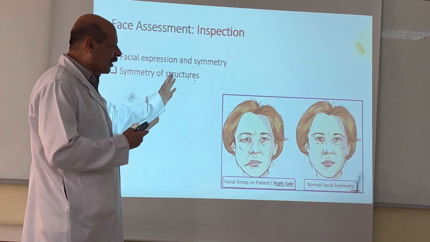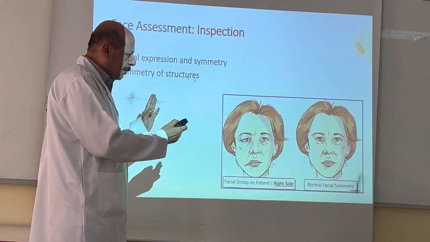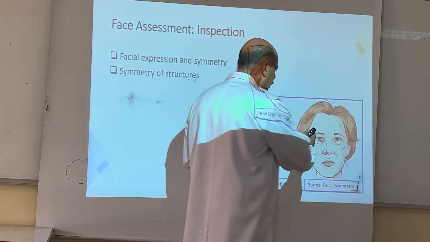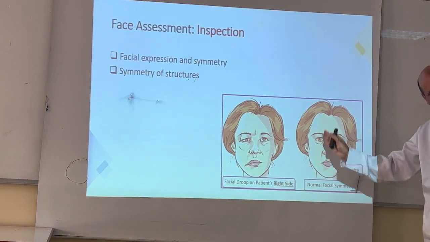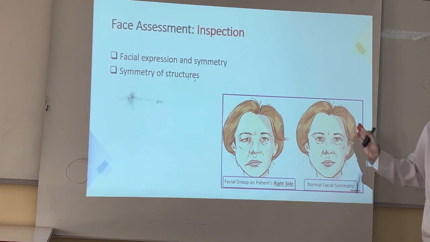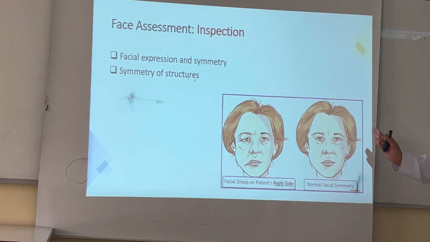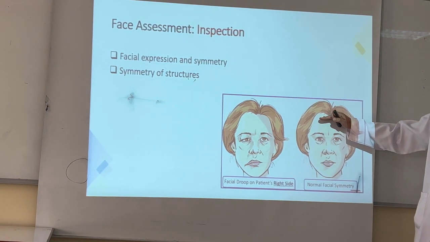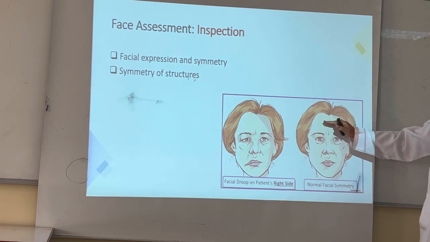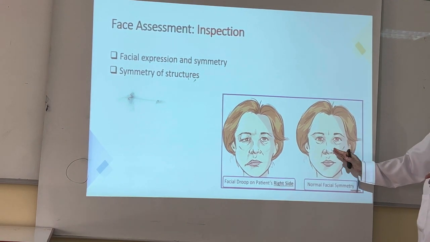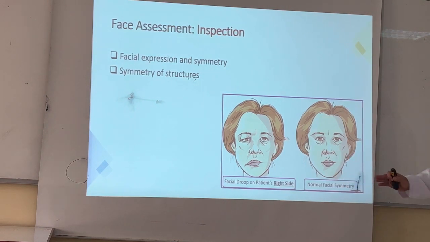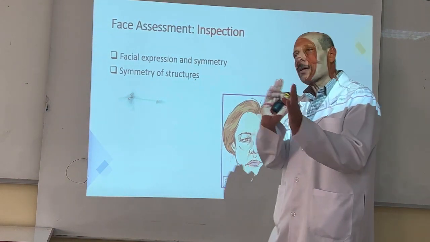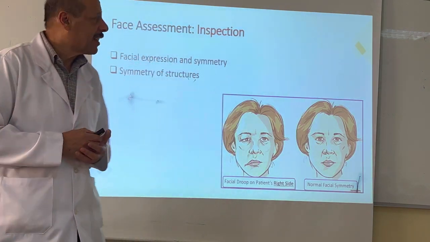Symmetry of the structure. Both sides should be equal if you take a line from the middle. From the top of the head, the forehead, the eyes, the nose, the mouth, all are to be symmetrical, the same size.